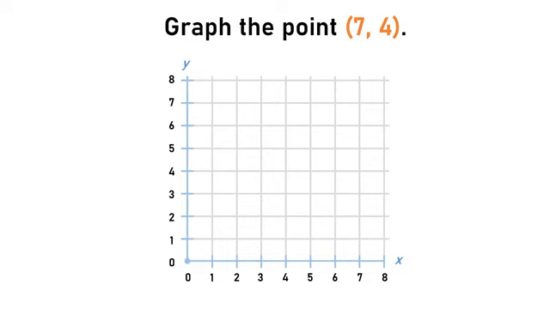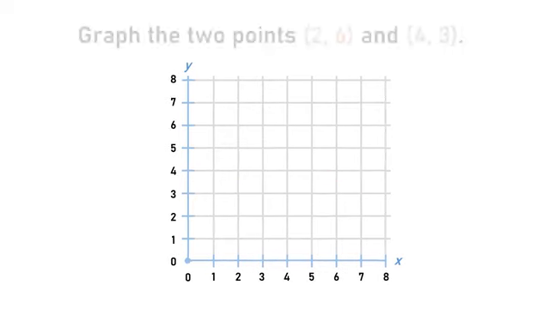So we can first move over to the right 7 units and then up 4 units until we arrive at this location here. After we plot our point, we can see that it sits above the 7 on the x-axis and to the right of 4 on the y-axis. And that's it. We've graphed our first point.